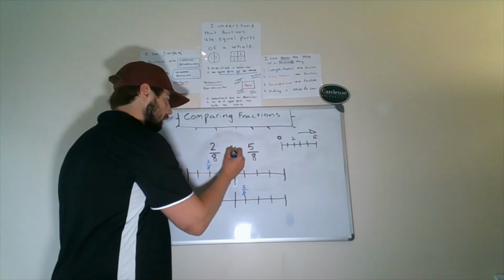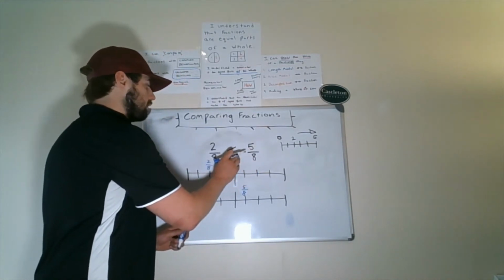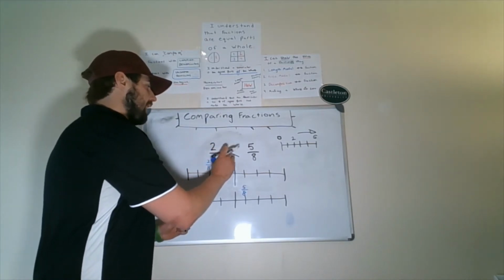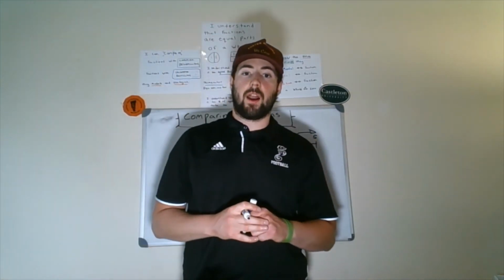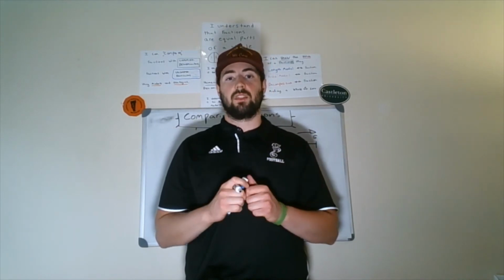So, my alligator eats 5/8. 5/8 is greater than 2/8. 2/8 is less than 5/8. Taking a look at comparing fractions with common denominators using that length model.